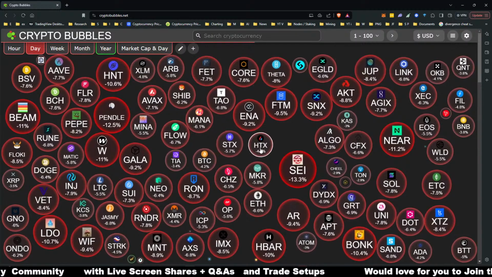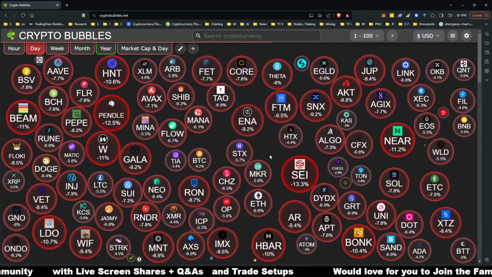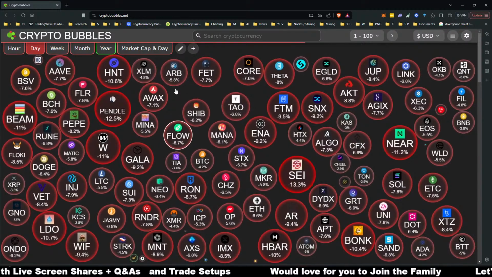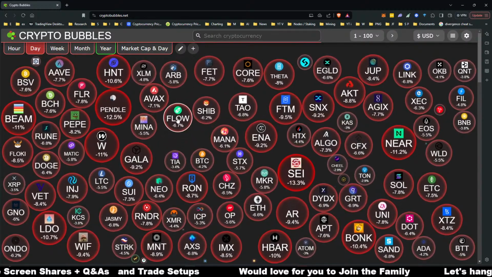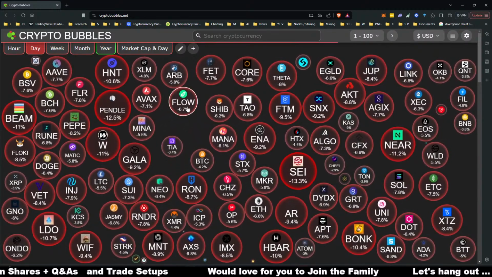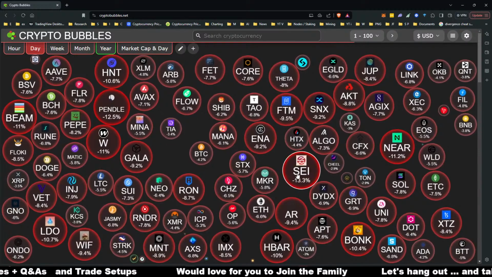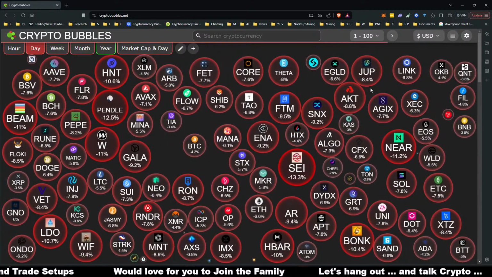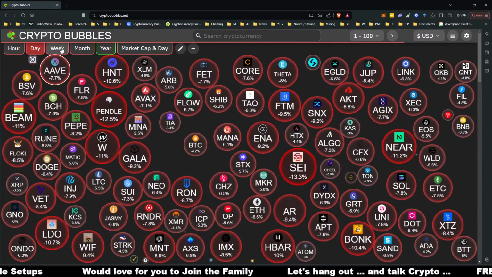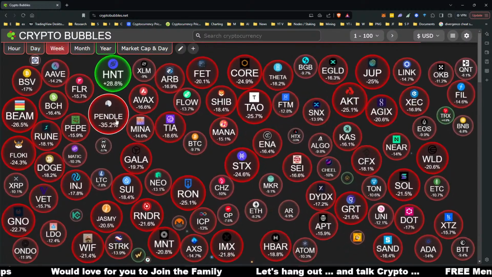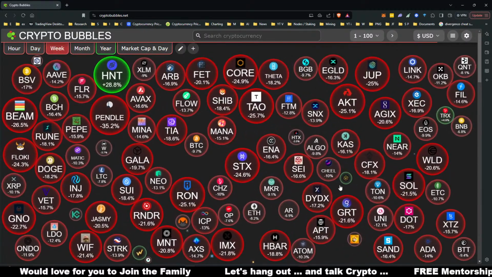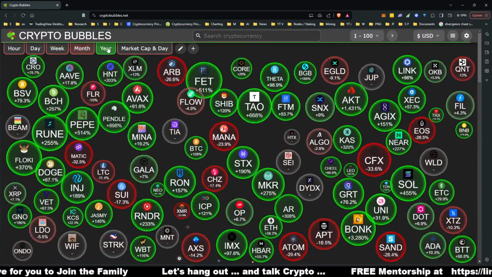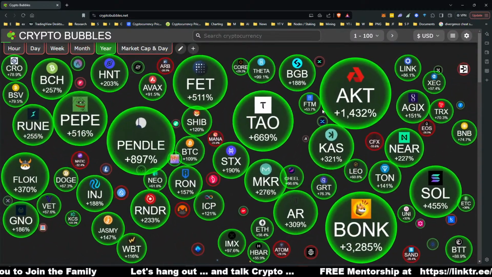So one thing that I do love about crypto bubbles is it's interactive. You can get these little things and just click and drag. I like it. It's pretty cool. But what's not cool is down 6%, down 4%, down 13%. It's expected, guys. We can't go up all the time. On the weekly, this is what we're looking at. On the monthly, this is what we're looking at. On the yearly, this is what we're looking at.